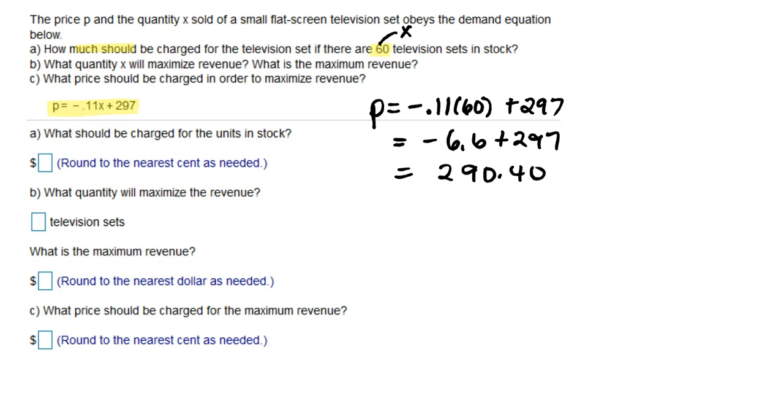The next part says, what quantity will maximize revenue? Now, before we can actually maximize revenue, we need to find the revenue function. There's a business formula for revenue, and that formula is X times P.